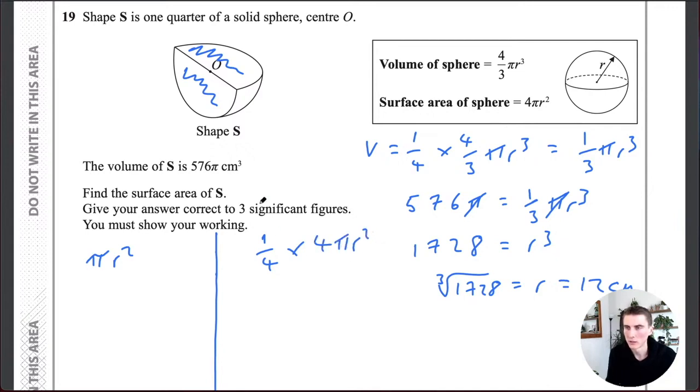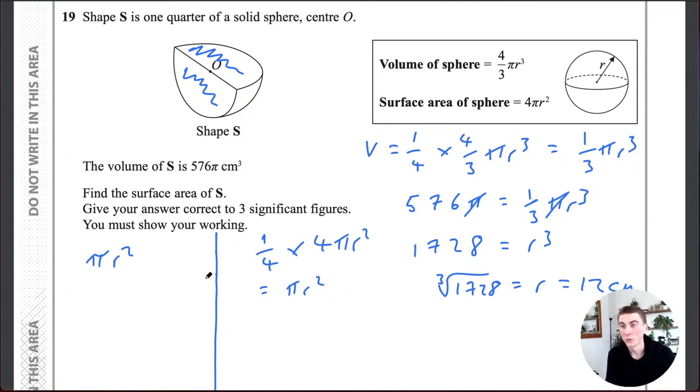Does that make sense? Because this area on the outside here isn't a whole sphere's worth of area, it's only a quarter of a sphere. So we've got to find a quarter of this, which is just pi r squared. So it actually ends up being the same as this, which is just a coincidence.